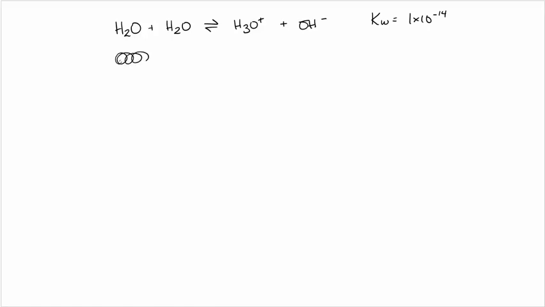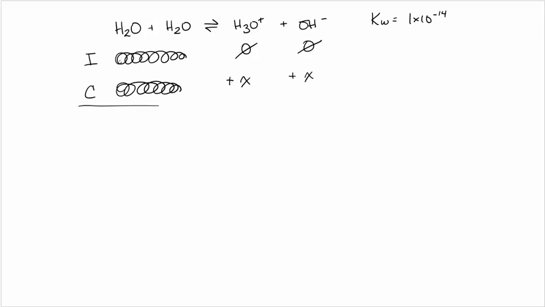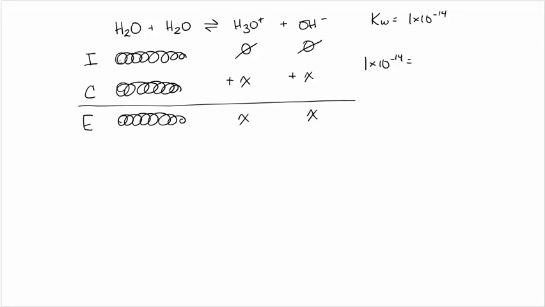We do not care about the initial concentrations of water. We have no hydronium and no hydroxide initially. The change, we don't care about water. Doesn't appear in equilibrium expressions. We're going to increase hydronium by X. We're going to increase hydroxide by X because the coefficients are 1. At equilibrium, we don't care about water. Concentration of hydronium is X. Concentration of hydroxide is X. We're going to say 1 times 10 to the minus 14th equals X times X.